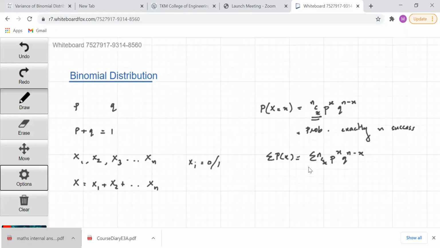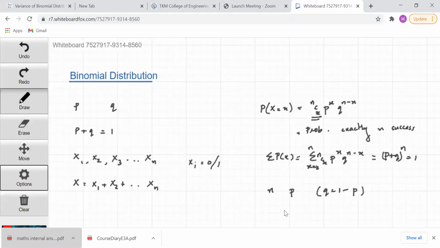We know that the summation of probability, which is equal to the summation of nCx p raised to x q raised to n minus x, where x is varying from 0 to n, is equal to p plus q the whole raised to n, and we know that p plus q is equal to 1, so 1 raised to n is equal to 1. This defines a probability density function, and it is called binomial distribution. In this distribution, we have only two parameters, n, the number of trials, and p. Anyway, we know that q is equal to 1 minus p. So there are only two independent parameters, n and p.